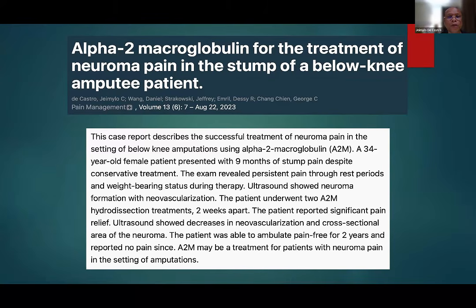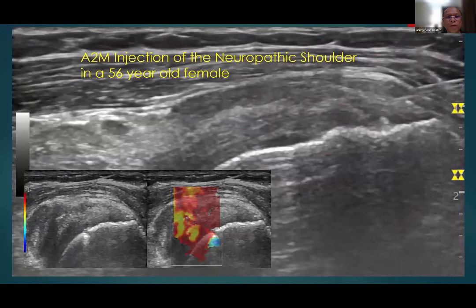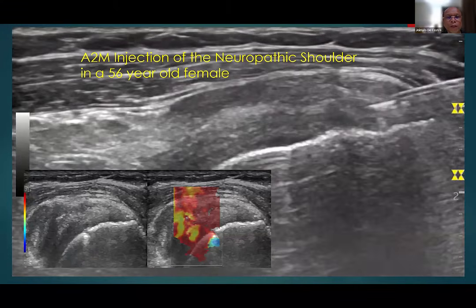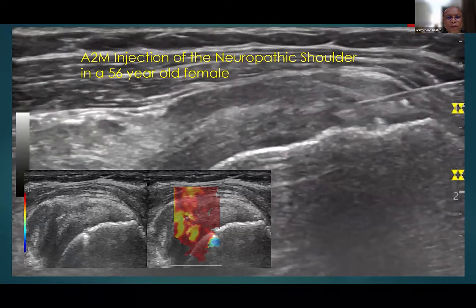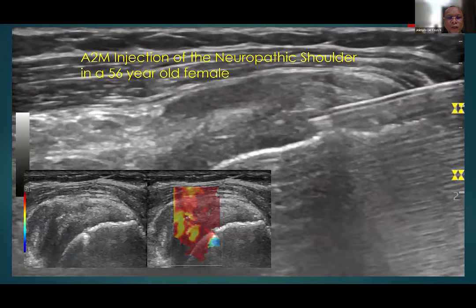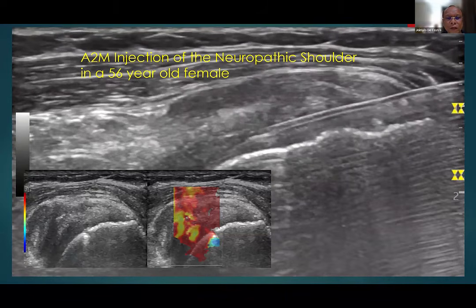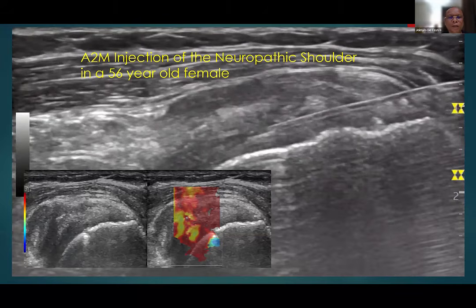So this is an interim injection of the shoulder. As you can see, in a 56-year-old female patient, we injected the patient over the supraspinatus. And so you can see here that the fluid goes into the layers of your supraspinatus tendon.